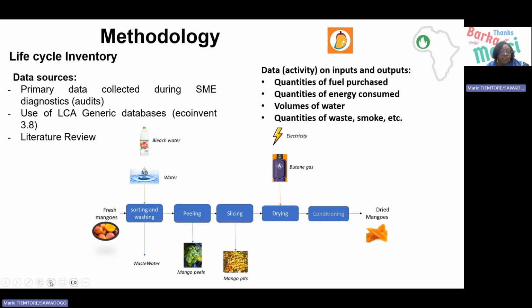If you see, for example, here the gate-to-gate life cycle of our mango processing, we go from fresh mango, and then the second step is sorting and washing. At this step, you have the use of water and bleach water, and the output is wastewater. The next step is peeling and slicing, where you have some residues, mango peels and mango pits. In the drying process, at this step, you have as input electricity and butane gas, and then you have the conditioning and the dried mango as end product.